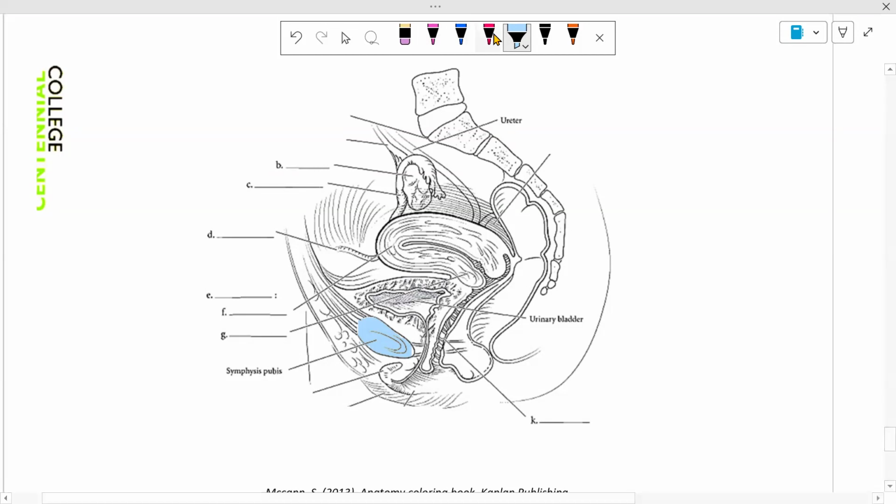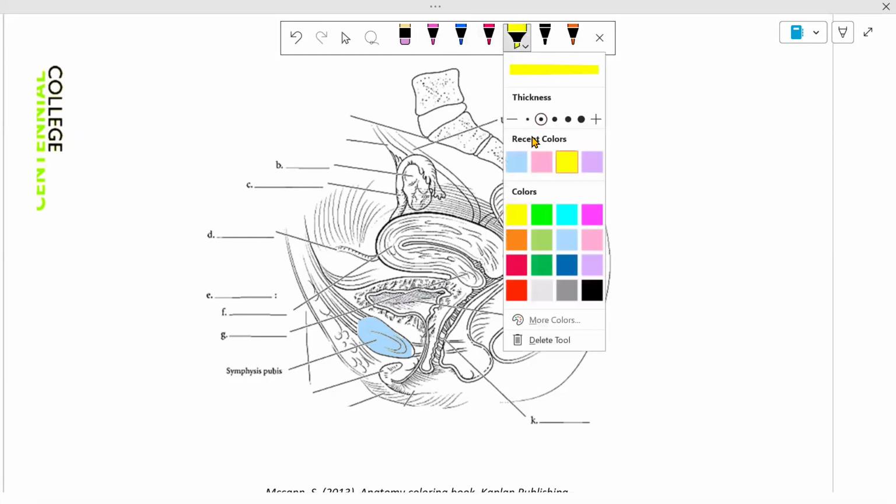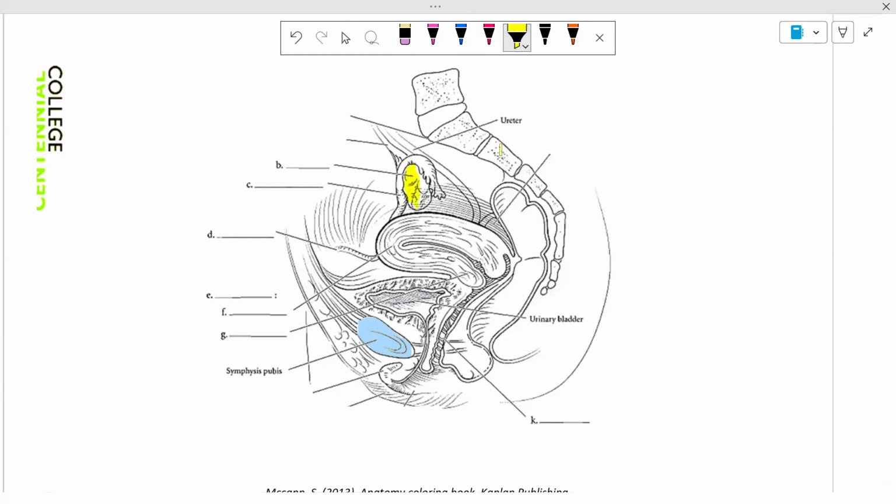So, what do we have here? Well, let's start with this over there. This is the ovary. That's the ovary, and that's where meiosis takes place. That's where all the eggs are going to be stored, and that's where gamete production occurs, basically.